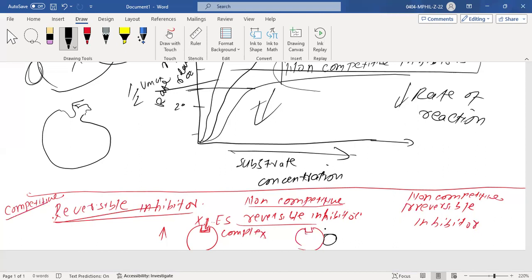Now there is another condition: you can remove this inhibitor. How? You can remove this non-competitive reversible inhibitor if the molecule binds to another part of the enzyme rather than the active site. It disrupts the 3D shape of the enzyme and hydrogen bonding. Due to this, the enzyme's active site may change, so the substrate may not fit. Sometimes this plays a positive role in enzyme-controlled reactions.